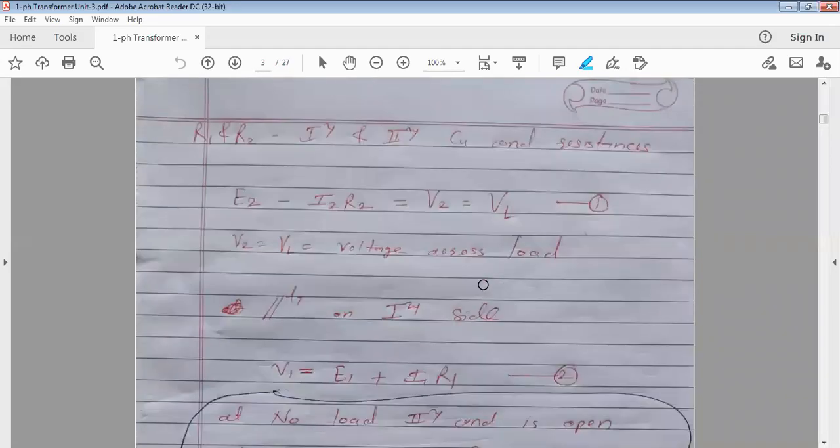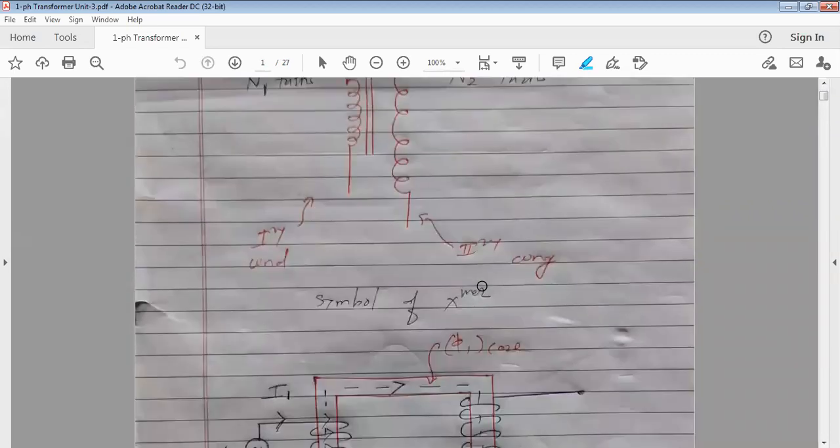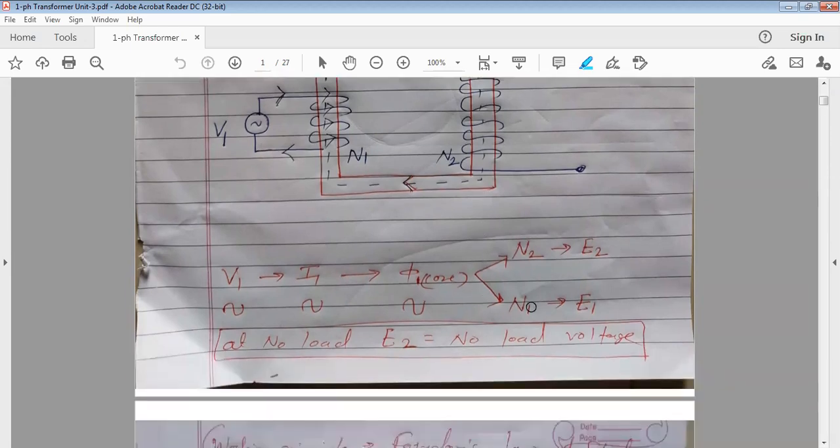So, the transformer working principle we have seen in the previous lecture: how it transmits electrical energy from primary to secondary with a change in voltage and current, but the supply frequency remains constant. It is a static device. It works on Faraday's law of electromagnetic induction. That we have seen.